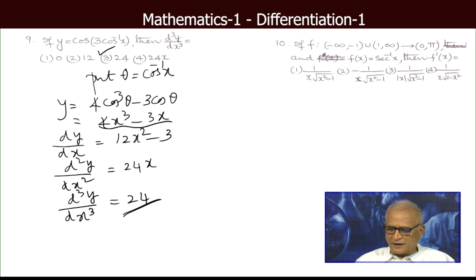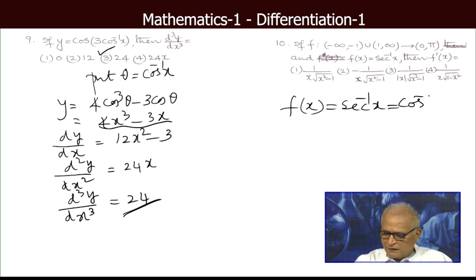And therefore, f x can be written as r secant x, that can be written as r cosine 1 by x. That is also a definition of the r secant function. But to be more specific, I think he preferred to give it in this form, that the domain consists of the disjoint union of the 2 open intervals minus infinity to minus 1 and 1 to infinity, and the range is the 0 pi open interval. And therefore r secant x can be written as r cosine 1 by x.